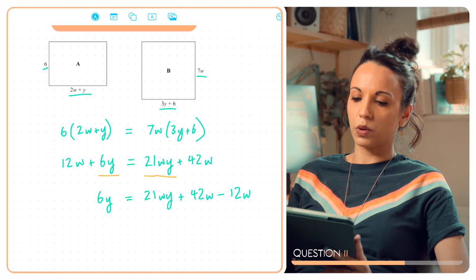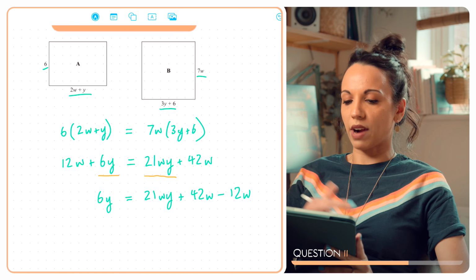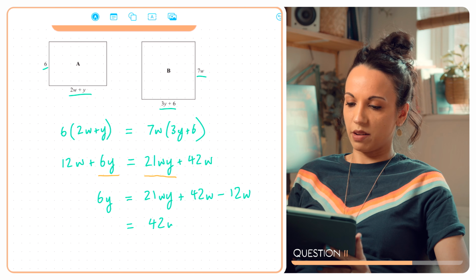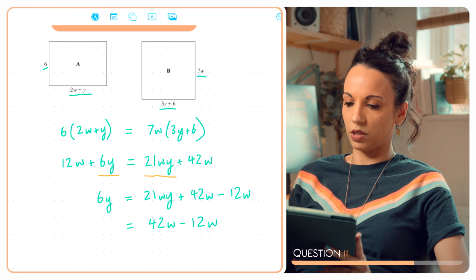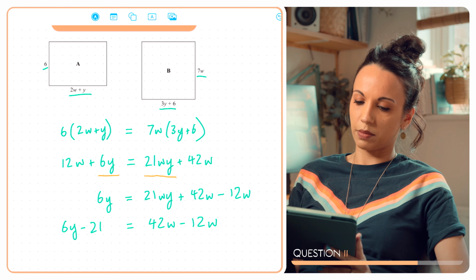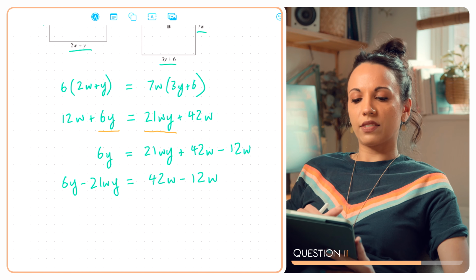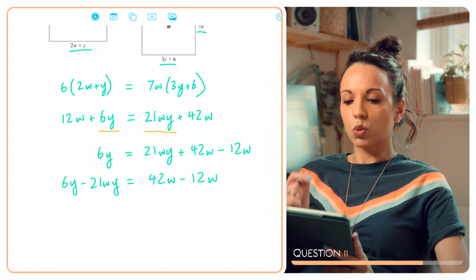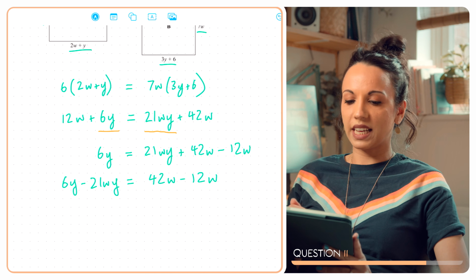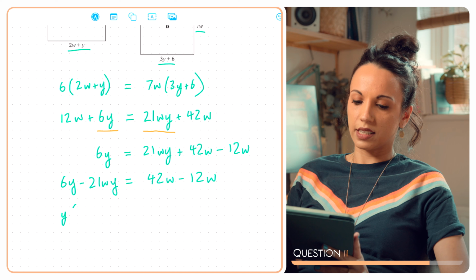Okay, next step was we wanted to bring over this 21YW to the left-hand side, so we need to subtract it from both sides. If we subtract it from the right-hand side, well, it just won't be there anymore. We'll just be left with 42W minus 12W, and then we subtract it from the left-hand side, and it ends up over here. Okie dokie. So now if we look at the left-hand side, we've got 6Y minus 21WY. We can factorise out a Y. That's going to be really helpful because it's going to get that Y on its own, which is what we need. So let's pull out the Y and see what's left.